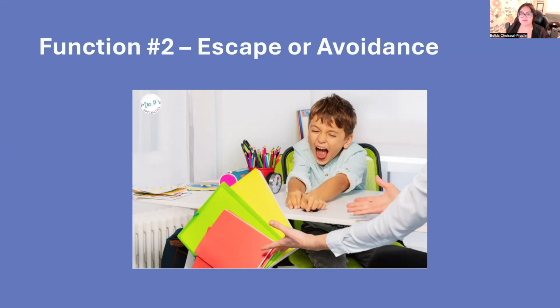Looking at a classroom example, we're going to pull out math materials, and my student recognizes that today's lesson involves the dreaded subtraction with regrouping, something that they hate because it's just not coming naturally, and we've been working on it for a long time.